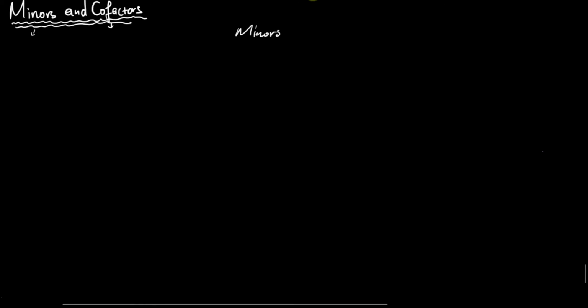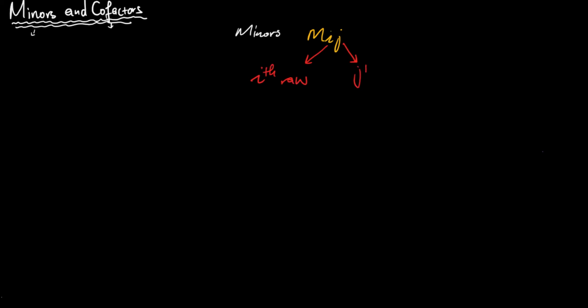With minors we're going to represent it as Mij. And for Mij, you're going to be looking at two things: the ith row and the jth column. So we find the minor by deleting the ith row and the jth column.